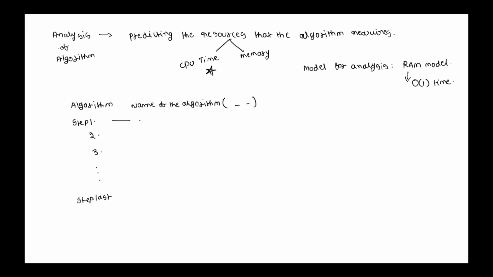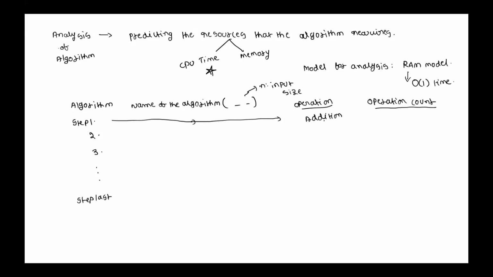So in each step, some operation is performed. Let us say this is one step. For each step we write the operation that is performed, that may be some addition or something like this. Next, the operation count. If I assume that n is the input size, the number of times this operation is performed in step 1, I call it t1 of n. Similarly, here some operation, say some comparison, is t2 of n, and so on.